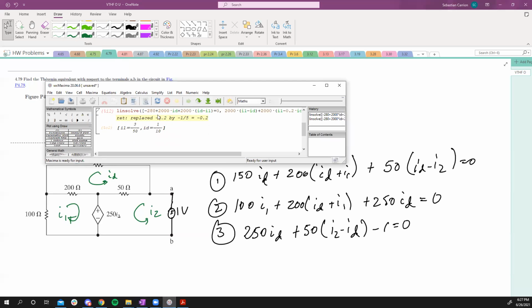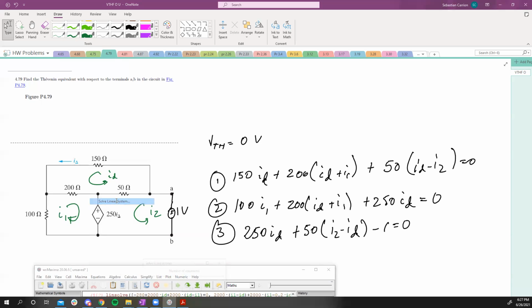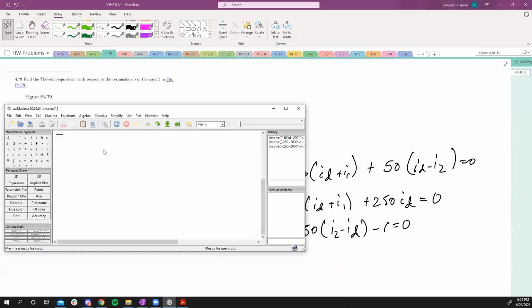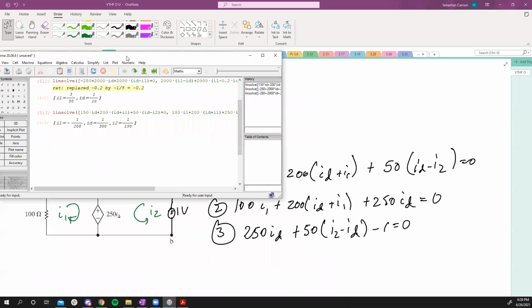Right, so then let's plug this into Maxima. We have 3 equations, 3 variables we can find. So 150 times I delta plus 200 times I delta plus I1 times I delta minus I2 equals 0. The variables are I1, I delta, I2.